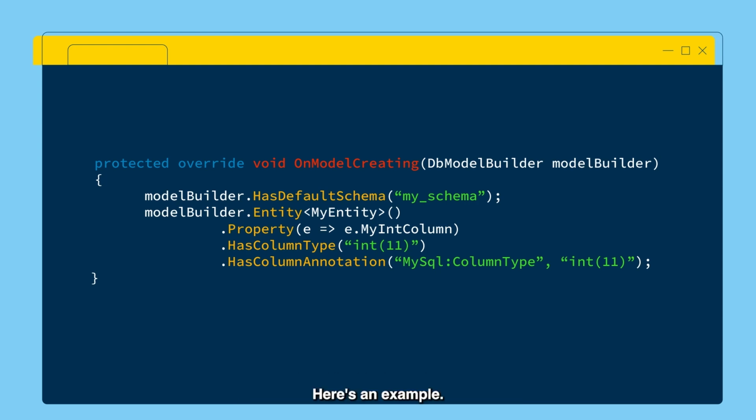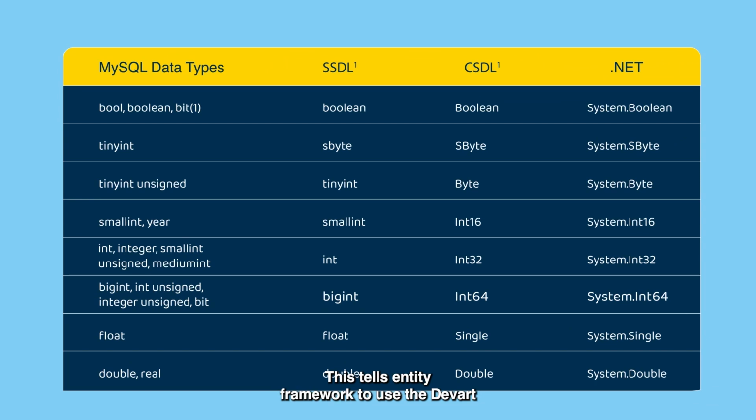Here's an example. In this example, we're configuring the mapping for an int(11) column in our MySQL database. We're using the HasColumnType method to specify the MySQL data type, and then we're using the HasColumnAnnotation method to specify the Devart-specific MySQL column type annotation. This tells Entity Framework to use the Devart data type mapping rules for this column.